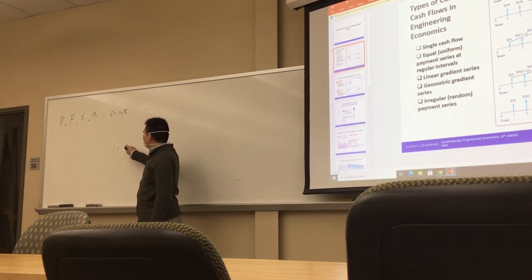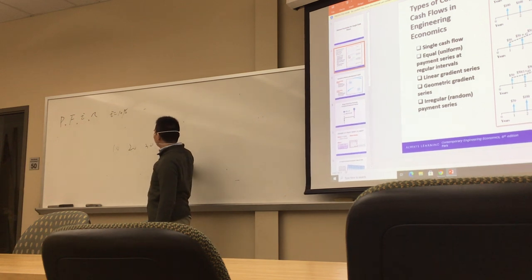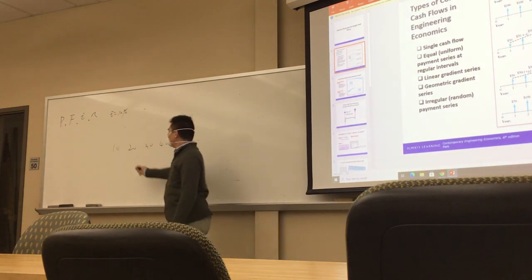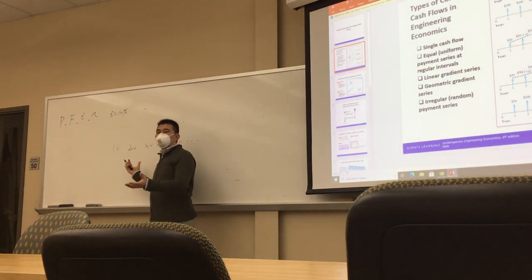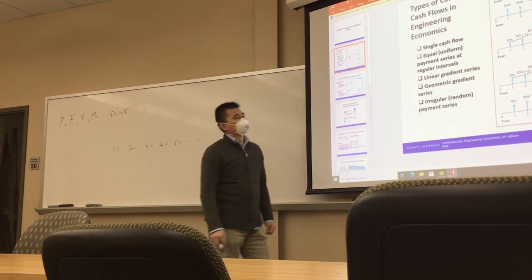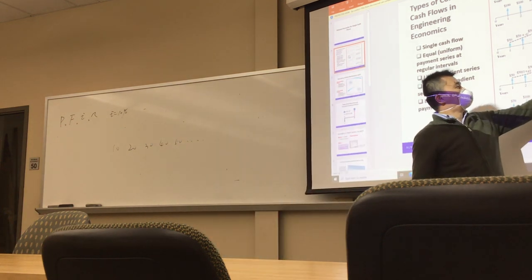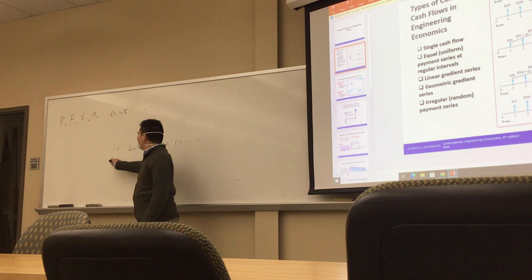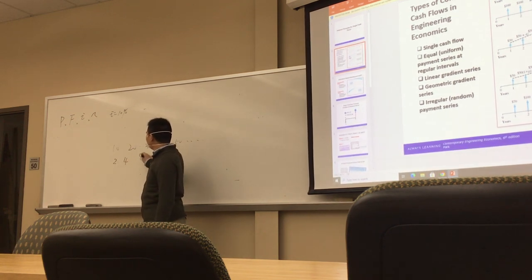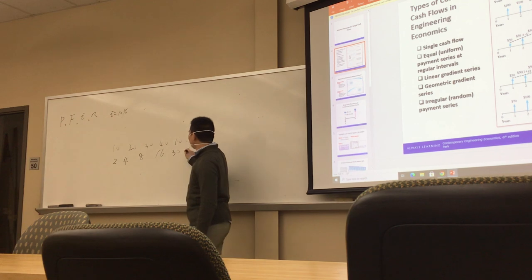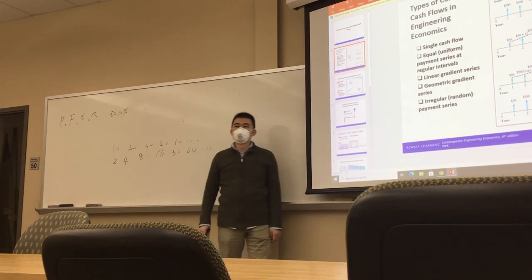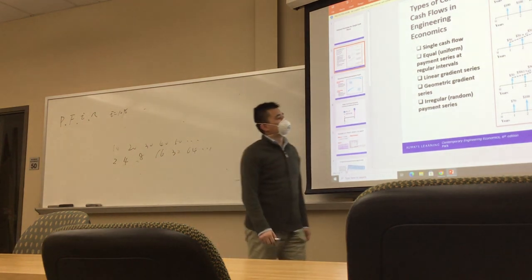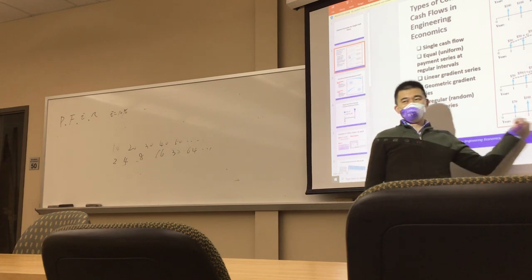So 10, 20, 30, 40, 50, right? And then we have formulas for how to aggregate them together, right? We all use that, okay? Geometric gradient series: 2, 4, 8, 16, 32, 64. The ratio to the previous one is 2, right? And finally, it's an irregular thing.